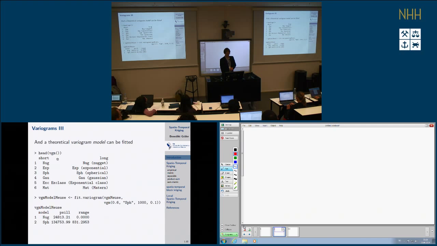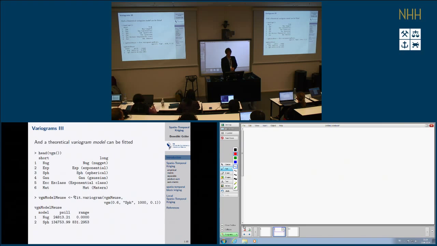And if you just call vgm in R, then you get a list of all variogram models. vgm is short for variogram models. And here, I just put head around it to get the first six entries. So nugget is a pure nugget effect. Then your data set is purely noise, no spatial correlation at all. And then there are typical ones: exponential, spherical, Gaussian. The Matern class is very flexible, but hard to estimate. That's a bit of trouble to estimate.